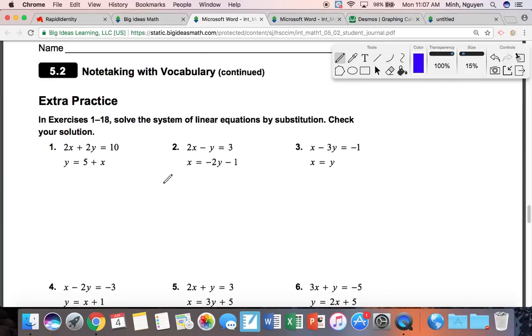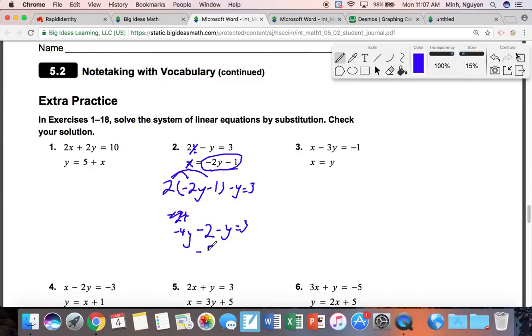Next, number 2. Now here, x is already by itself. So instead of x, I'm going to replace it with all this mumbo jumbo because they're equal. So negative 2y minus 1 minus y equals 3. 2 times negative 2y is negative 4y. 2 times negative 1 is negative 2, minus y equals 3. Negative 4y minus y is negative 5y. Minus 2 equals 3.